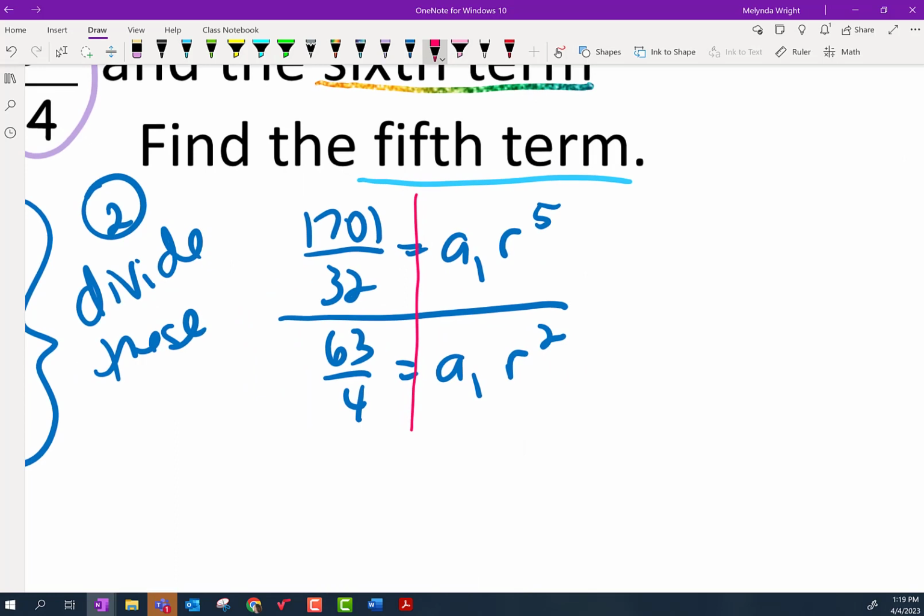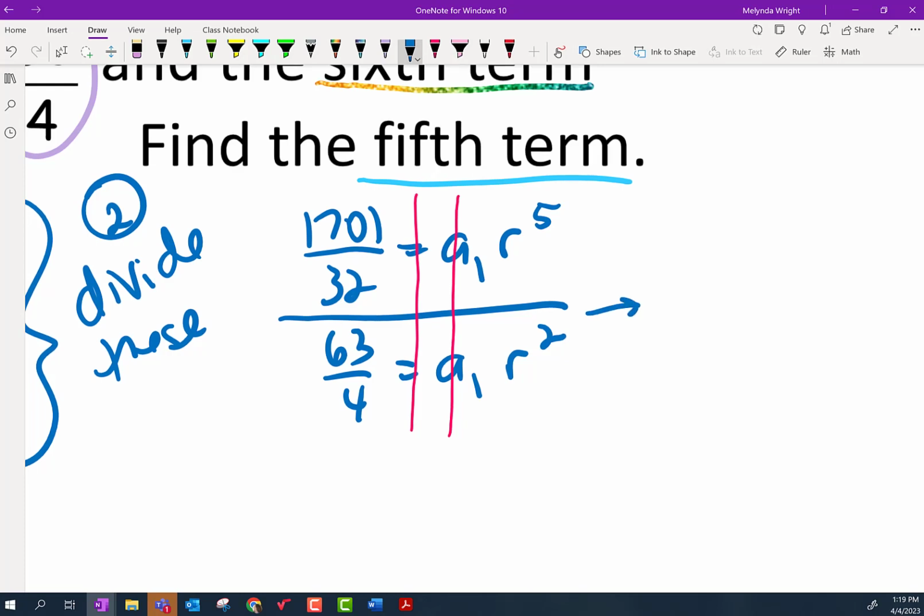The second thing is, I know that if I have like 2 over 2, that's 1. So a1 over a1, I'm going to divide those out so that I can get it down to something that I can work with. So what does that give me? That gives me, let's go over here.